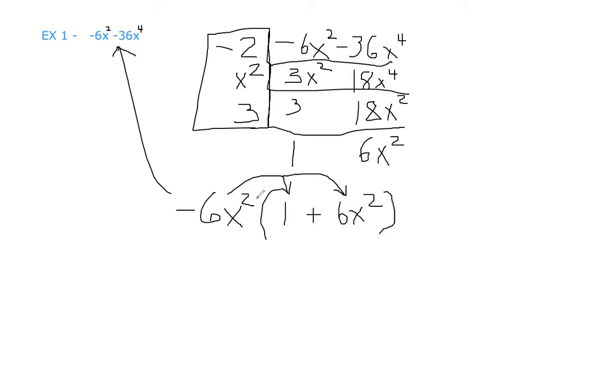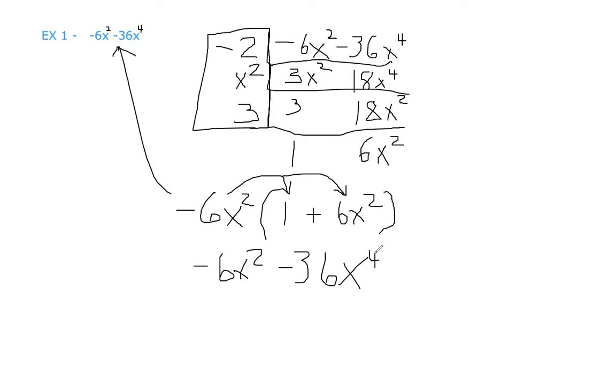So -6x squared times 1. Well, anything times 1 is itself. So you get -6x squared. And then -6x squared times 6x squared positive. So -6 times +6 is -36. X squared times x squared, we should know when we multiply the same variable, they're both x's, that we add these exponents. So 2 plus 2 gets us 4.